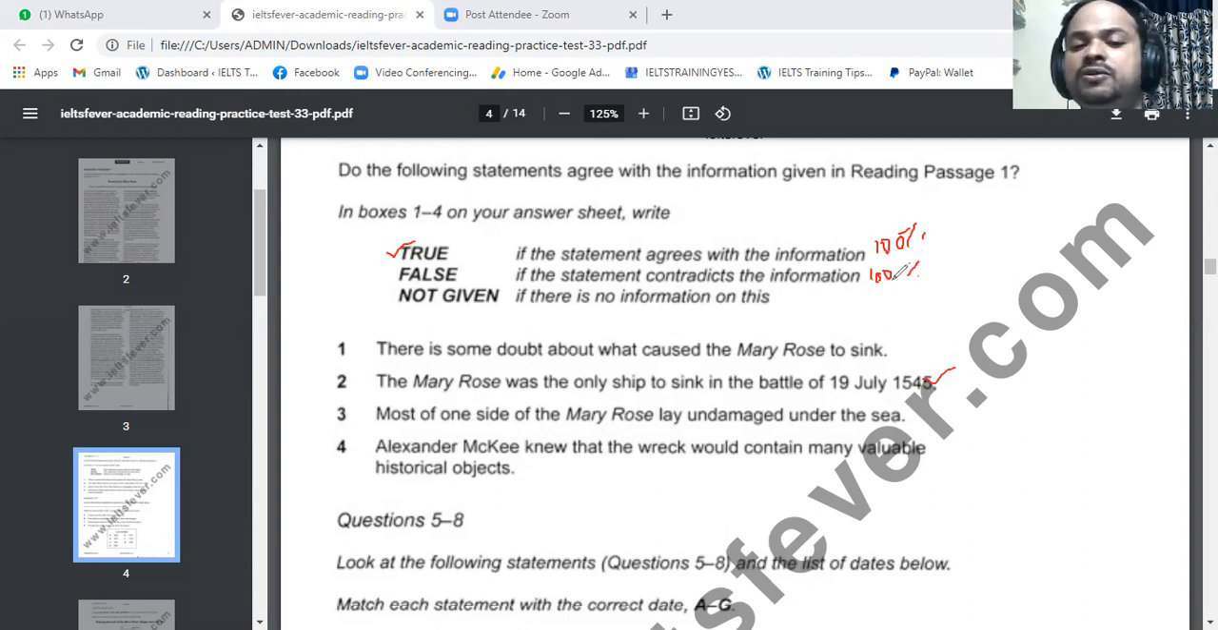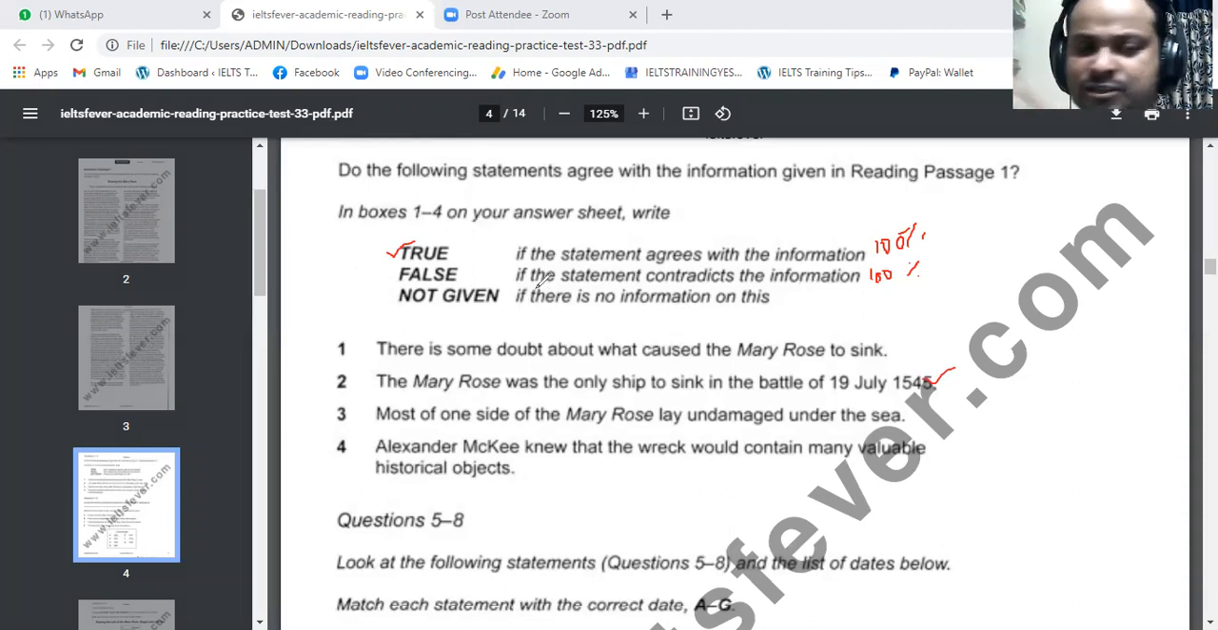If I cannot make out it's true, and if I cannot make out it's false, then the answer is not given, if there is no information regarding this thing. This is the thing we need to find out. This is based on the factual information. So it is very easy for me.